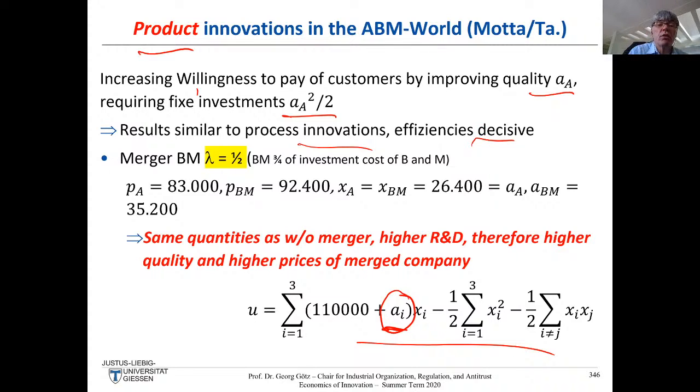Efficiencies are decisive. You see, I just wrote this. That's why there are so many typos in it. Efficiencies are decisive. And again, if you have lambda equal to 1.5, you have the same quantities as without the merger, but you have higher R&D and therefore a higher quality and higher prices for the merged company. Okay, but of course this is compensated for in the view of consumers by the higher quality. So again, it's decisive what the extent of the spillovers is.